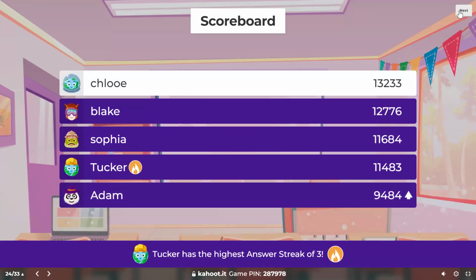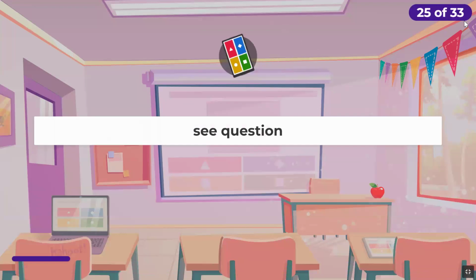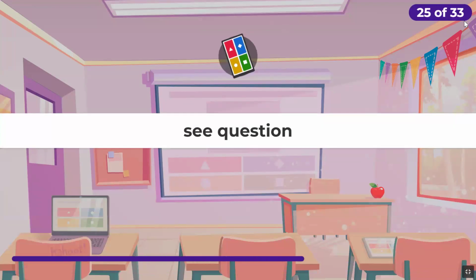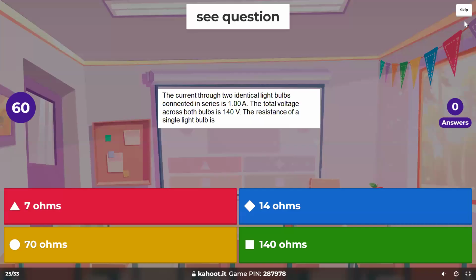All right, got Adam, Tucker, on fire with the scrum wrapper. Sophia, Blake, Chloe. The current through 2 identical light bulbs connected in series is 1 amp. The total voltage across both is 140 volts. What's the resistance of a single bulb?